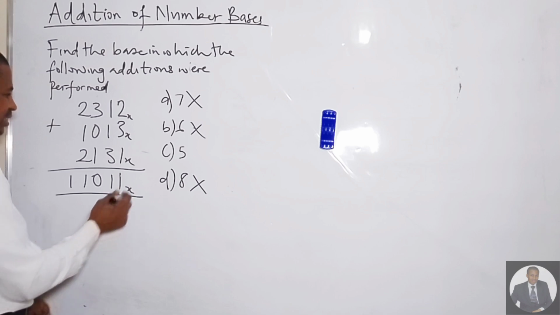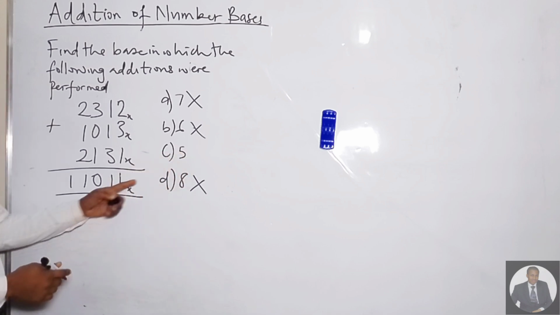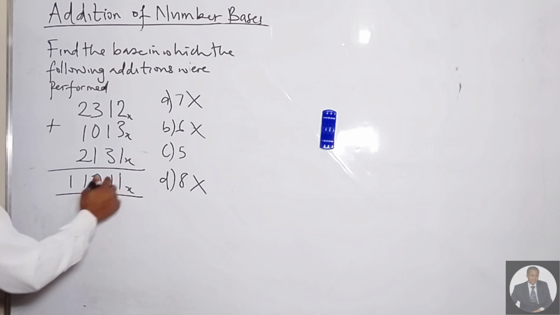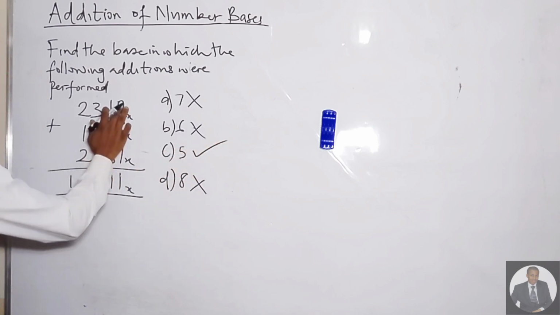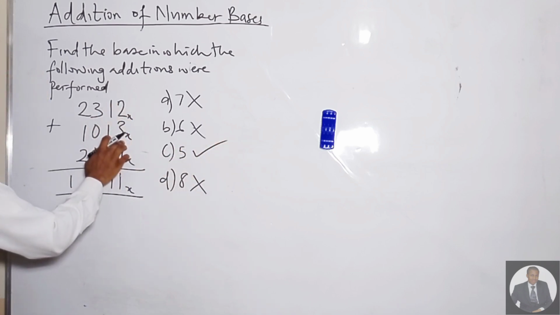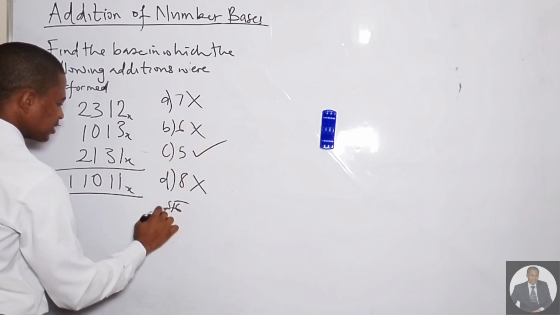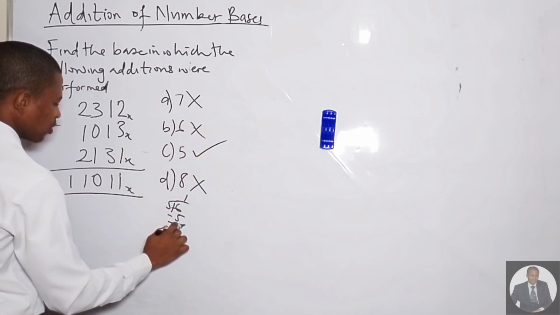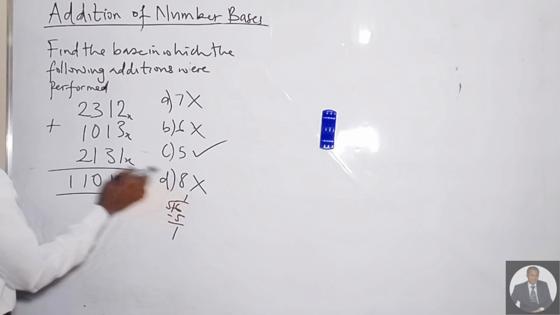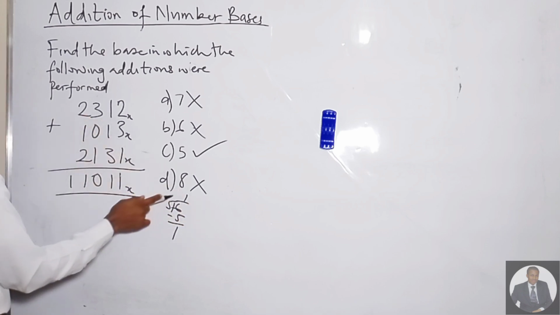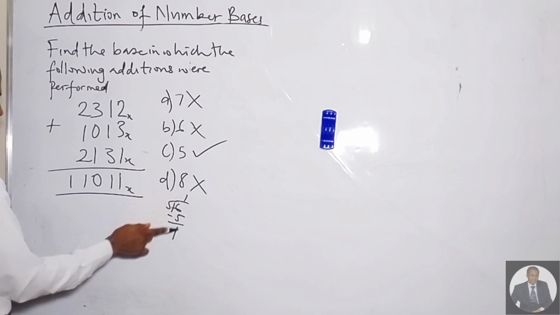So the answer is in base 5. How do we know? 2 plus 3, 5. Plus 1, 6. How many 5 is in 6? 1. What remains? 1. So we write 1. We carry the 1. 3 plus 1, 4 plus 1, 5. Plus this one, 6. How many 5 is in 6? 1. What remains? 1. We write the 1.